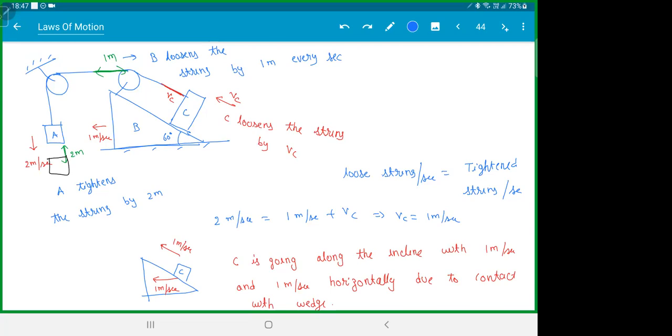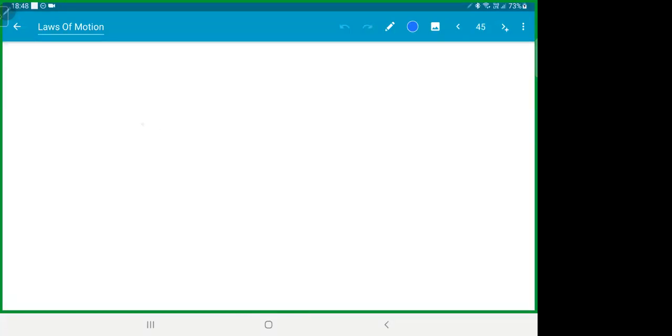This problem is just visualization. If this is happening, then that is happening. It is like that sort. There is less of physics and more of visualization. The answer is still not over. So what is C's answer?